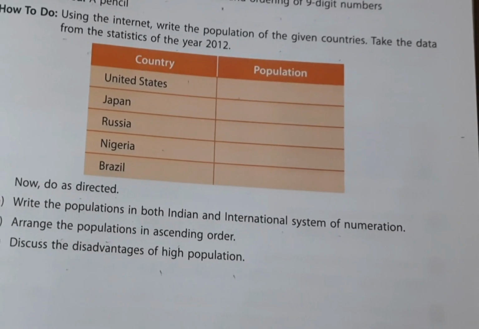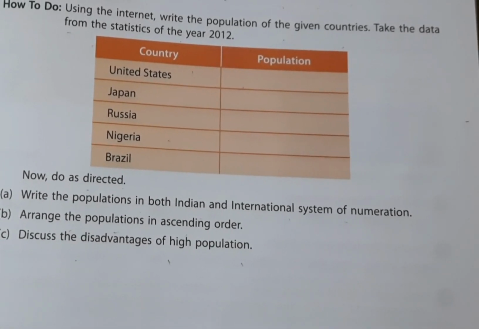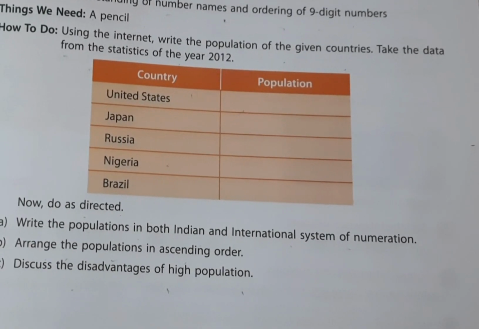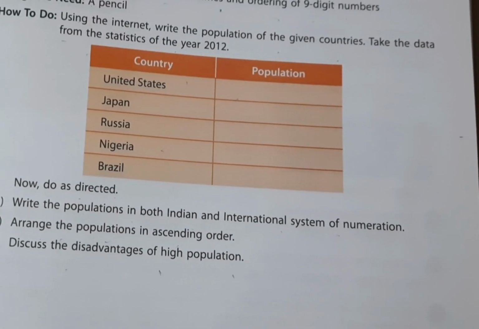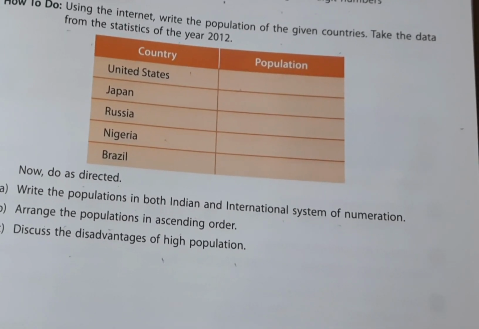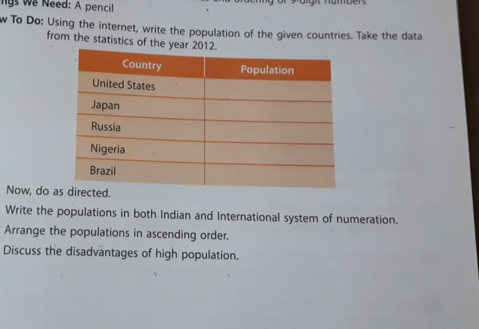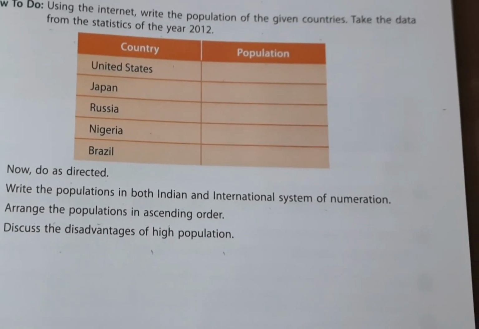Question number 1 is write the population in both Indian and international system of numeration. Write the heading, Indian system and international system. United States, you give the country name. In Indian system, how to write that name, and in international system, how to name it. Neatly you have to arrange it. Then arrange the population in ascending order. Second part, you have to arrange it in ascending order, that we already discussed in the lesson.